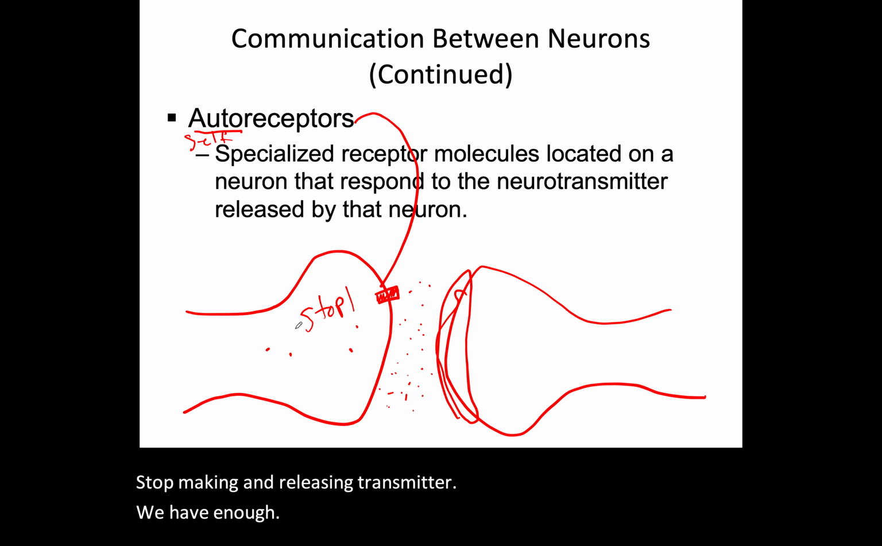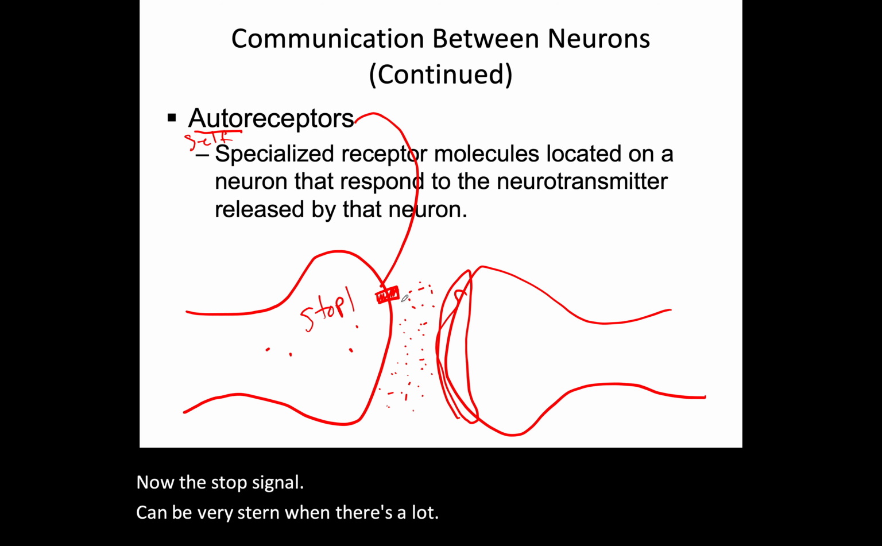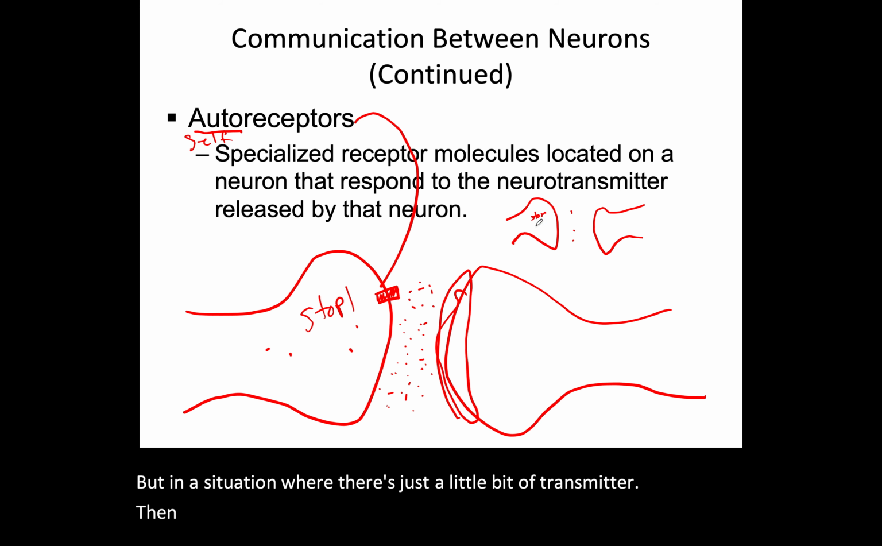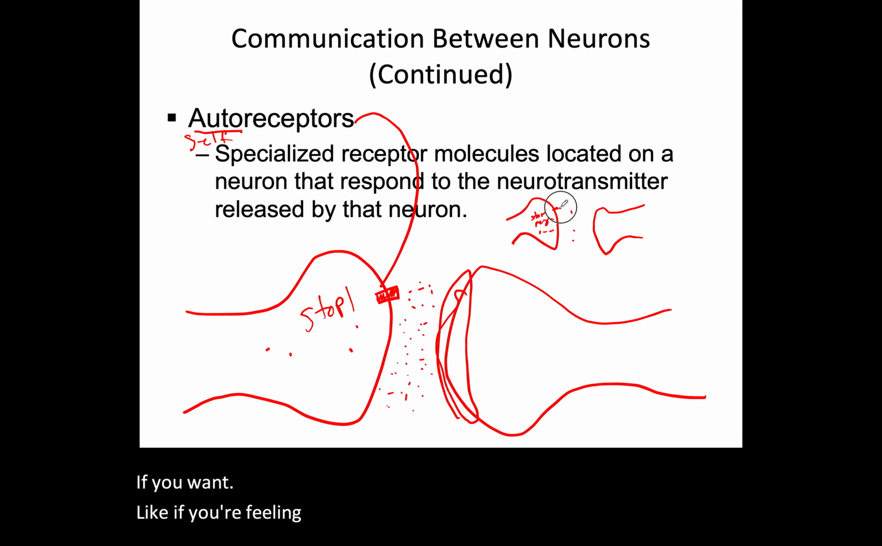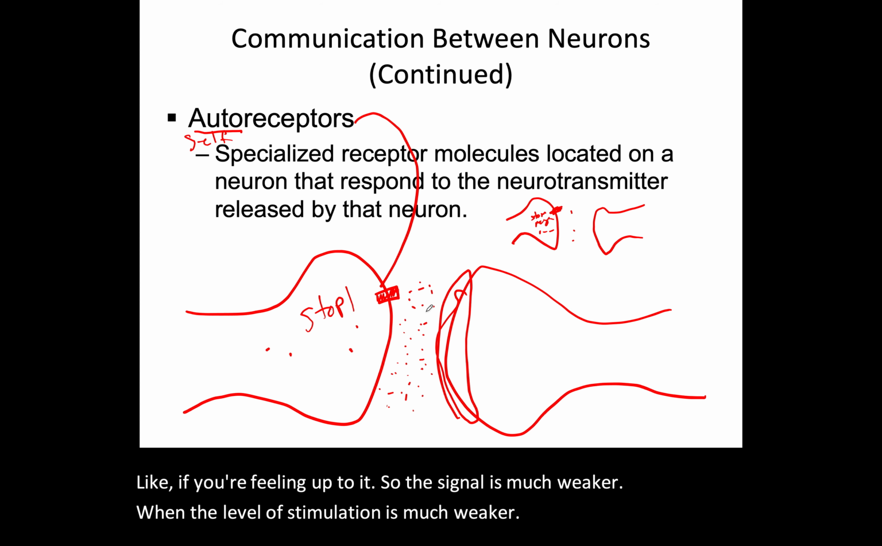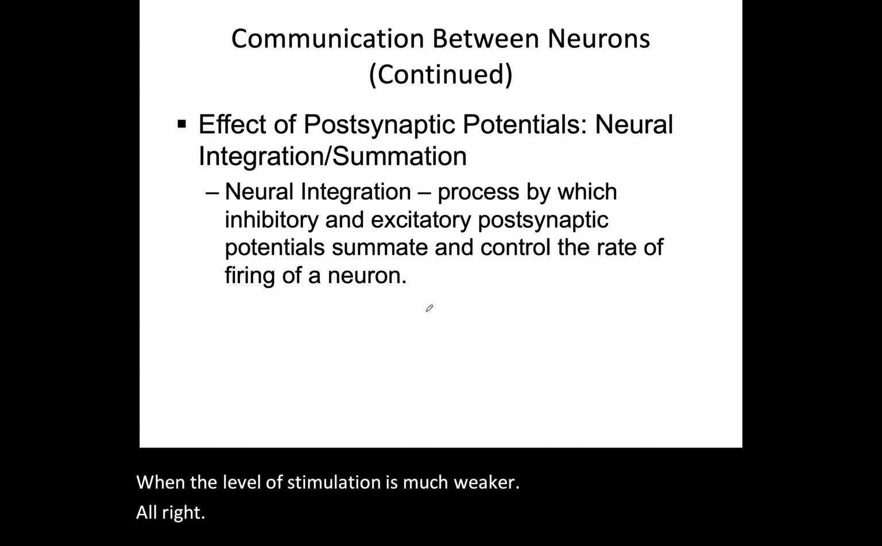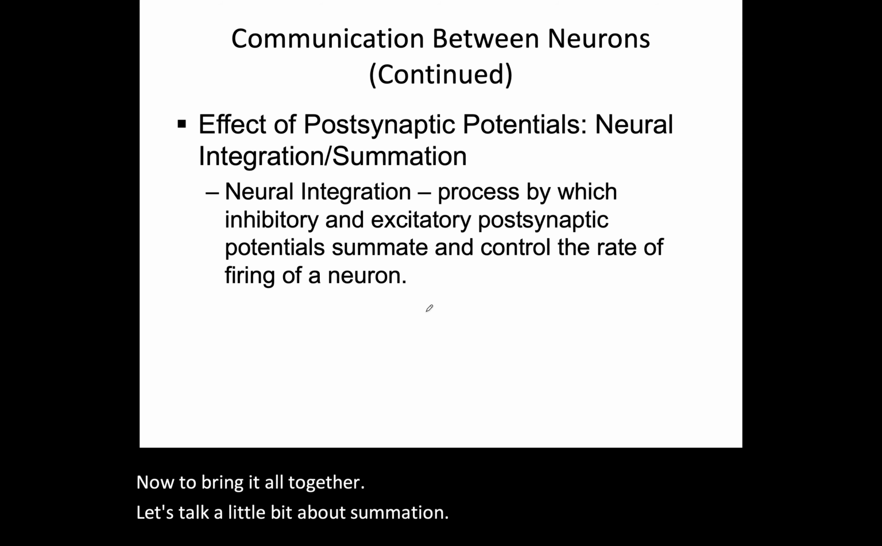Now, this stop signal can be very stern when there's a lot. But in a situation where there's just a little bit of neurotransmitter, the stop, maybe, if you're feeling up to it. So the signal is much weaker when the level of stimulation is much weaker. All right? Now, to bring it all together, let's talk a little bit about summation in the next video.